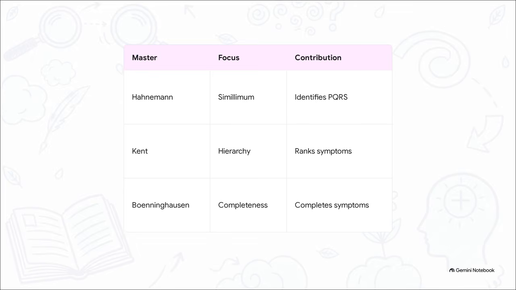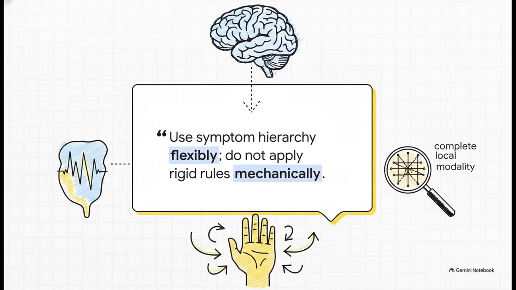Then James Tyler Kent gives us the weighting system, ranking those symptoms from the whole person all the way down to the local parts. And finally, Boenninghausen gives us the structural completeness, making sure every single fragment is fully built out with location, sensation, modality, and concomitant. So, the absolutely crucial point here is captured perfectly in this clinical insight from the text. Use symptom hierarchy flexibly. Do not apply rigid rules mechanically.